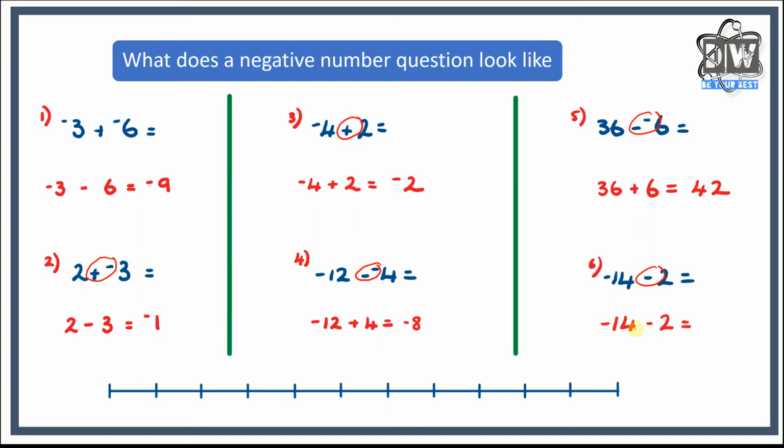We've got -14, take away an additional 2. It's a bit like me saying you owe your mum and dad £14. You then ask them for 2 more pounds, how much do you owe your parents? And they'll be like, well, I owe them £16. That's exactly the same. So we'd start with -14, and we're going to ask for 2 more additional pounds, which gets us to -16.